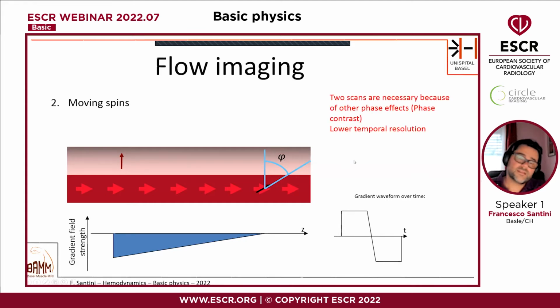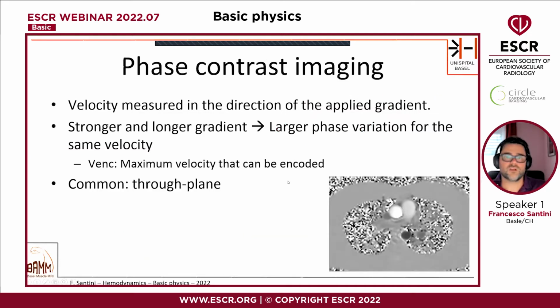So in practice, as you know, there are other phase effects, so other phase inhomogeneity. In order to actually quantify this phase and to have it proportional to the velocity, we need 2 scans instead of 1, which lowers our temporal resolution. But this is not really a big problem. This is exactly the core. By looking at the phase, we have a phase that is directly proportional to the velocity. The velocity in this case is measured in the direction of the applied gradient.